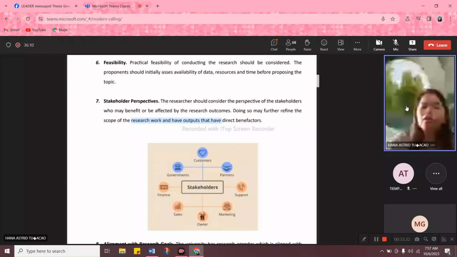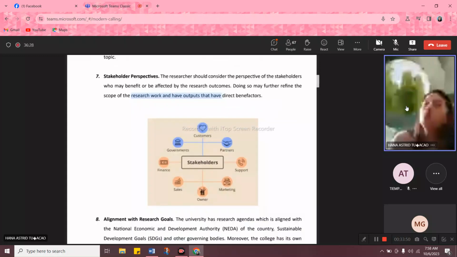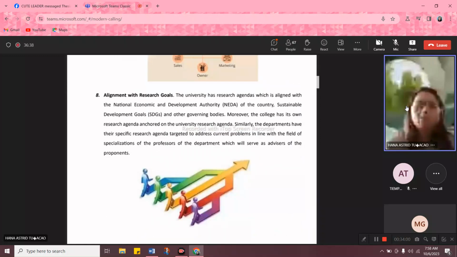So the outputs were turned over for whatever use they may have for them, whether it be policy making or improvement of their systems. Okay, and actually one book on materials was also turned over to DPWH. Okay, then you have alignment of the research goal.